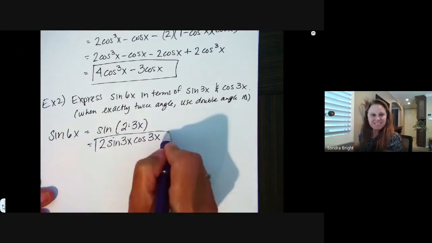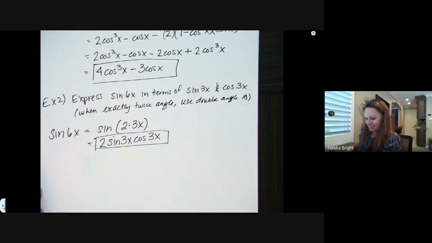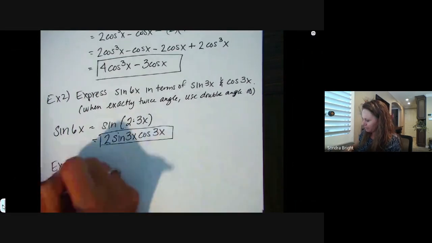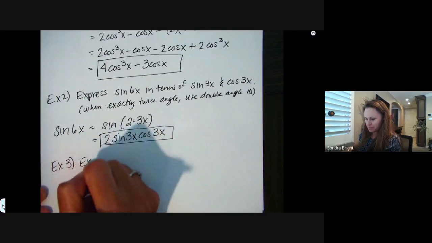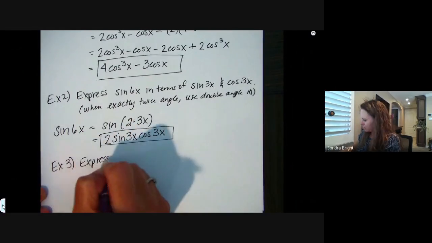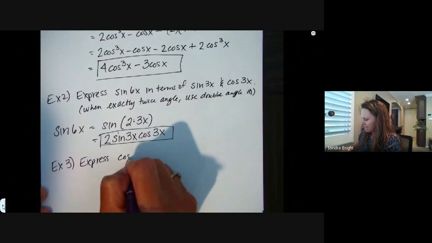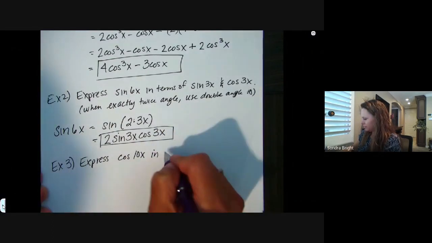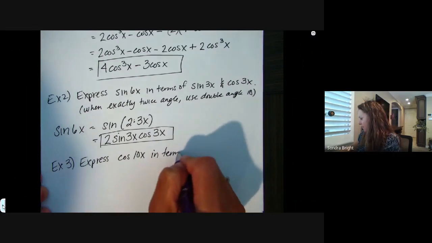Easy peasy lemon squeezy, right? All right, how about one more? Let's express cosine of 10x in terms of sine of 5x alone.